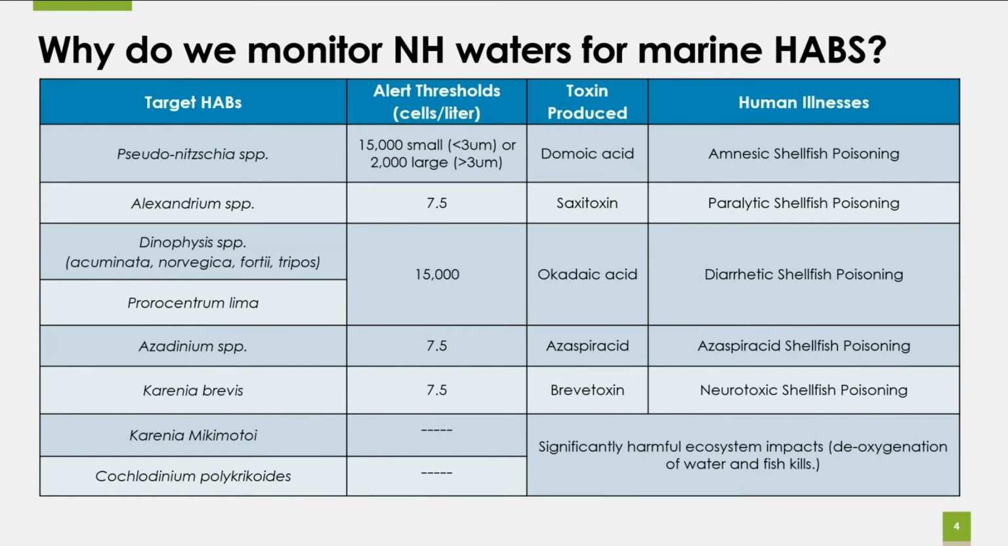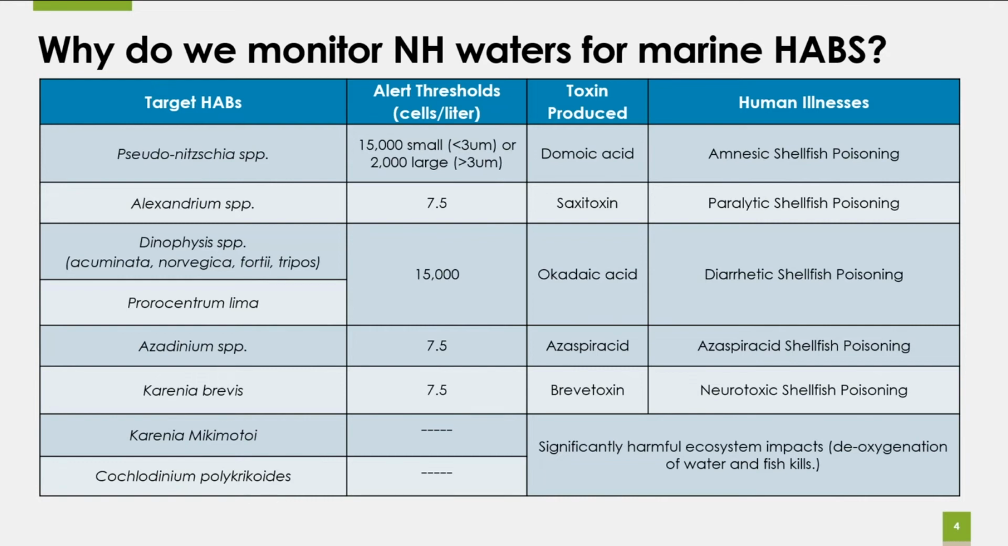Each of these target HABs produces certain toxins. These are the toxins associated with each species here. And then there's a human illness associated with each of those toxins. The three main HABs I'm going to focus on in my presentation, although I'll go over all of these in this list, are Pseudo-nitzschia, Alexandrium, and the Dinophysis species. These are the species we see in the most abundance. It's where our primary concern lies.